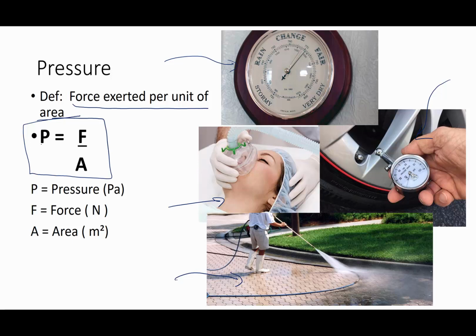Now, capital P in our equation is pressure, measured in a unit called a Pascal. Pascal is not something that you may be comfortable with because it's not in everyday language. We'll talk a lot about Pascals. F is force in our old friend Newtons, and area is square meters.